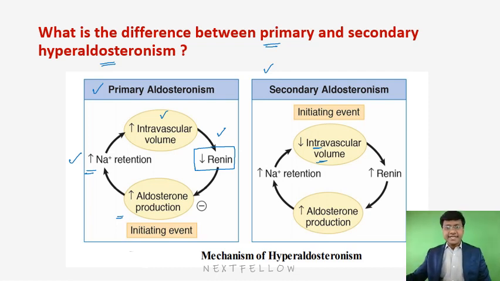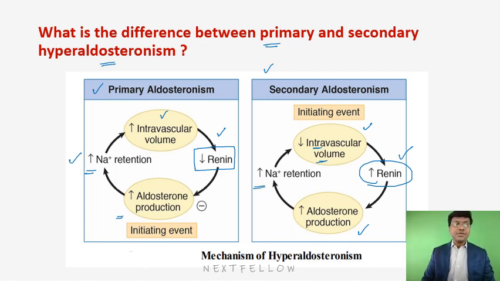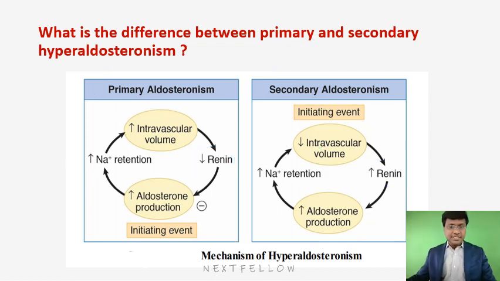So once there is decreased intravascular volume, there will be decreased GFR, and that will cause the excessive production of renin. And this excessive production of renin will cause increased aldosterone production, and this will subsequently cause increased sodium and water retention. So please remember, in case of primary hyperaldosteronism, there is decreased renin. In secondary hyperaldosteronism, there is increased renin.